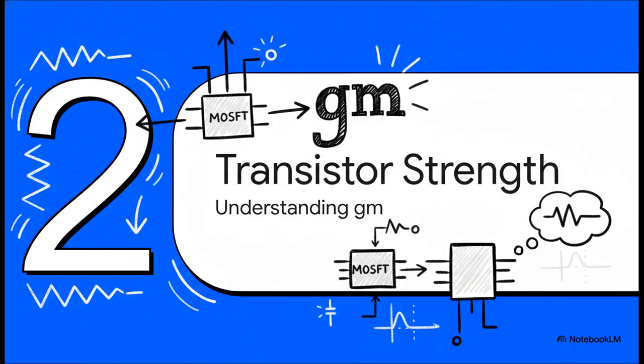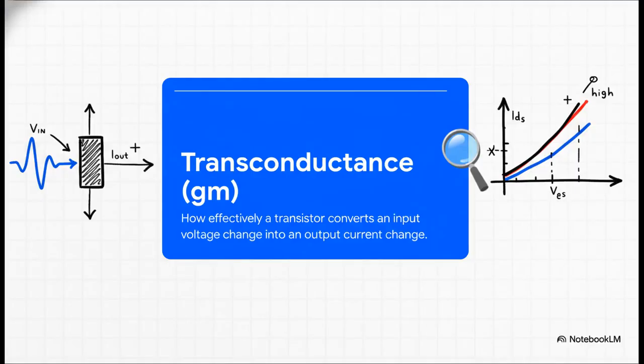Okay, so we've biased our transistor, it's on, it's in saturation, it's ready to go. But how good is it at amplifying? How strong is it? That brings us to what is arguably the single most important parameter for an amplifier. It's transconductance, or as we call it, GM. Transconductance, or GM, is the ultimate measure of a transistor's strength. It literally tells you, for this much change in input voltage, you're going to get this much change in output current. If you look at the device's characteristic curve, GM is simply the slope at our operating point. A steeper slope means a higher GM, and that means a much stronger amplifier.